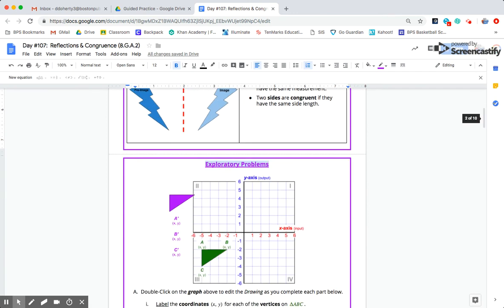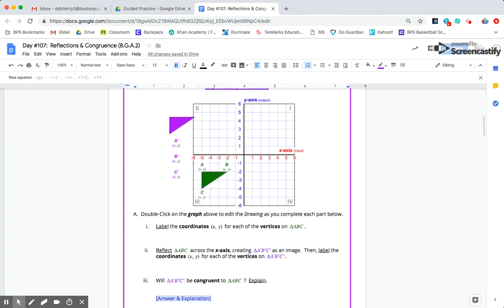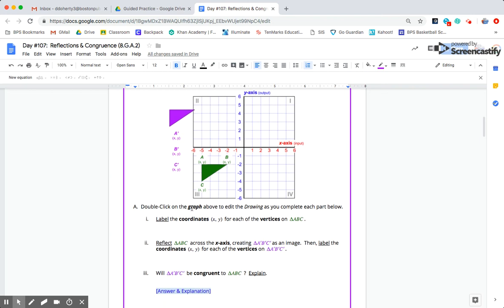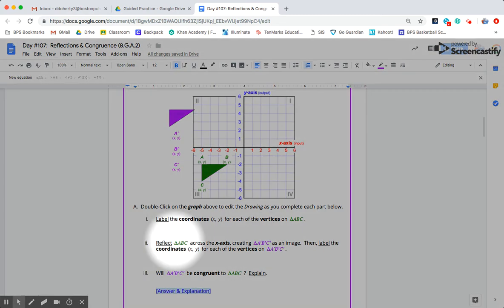So, as we focus on reflections again today, for the first set of exploratory problems, we were given this green triangle here. We were asked to label the coordinates for the green triangle, and I'm going to ask that you do that on your own. That's a skill you should have. I'm going to focus on part 2 for my quick recap. If we were going to reflect this triangle ABC, the green triangle, across the x-axis, we're going to make the purple triangle, A'B'C', the image.